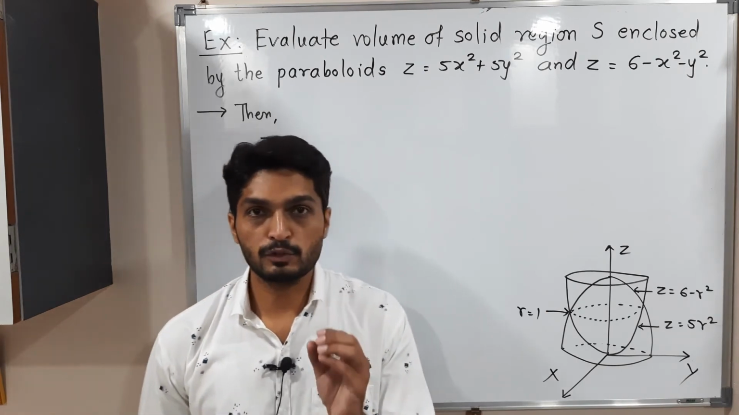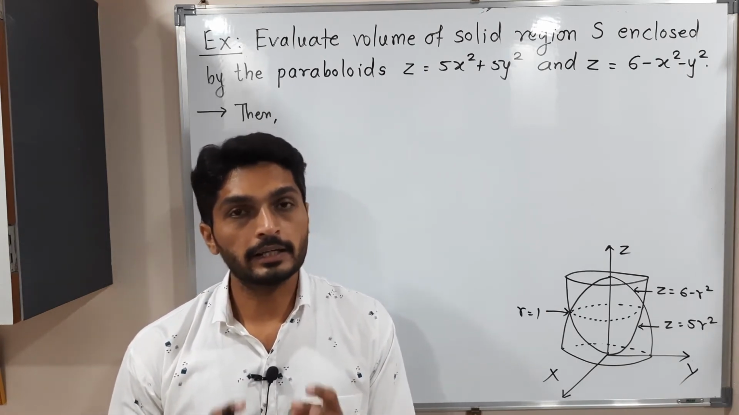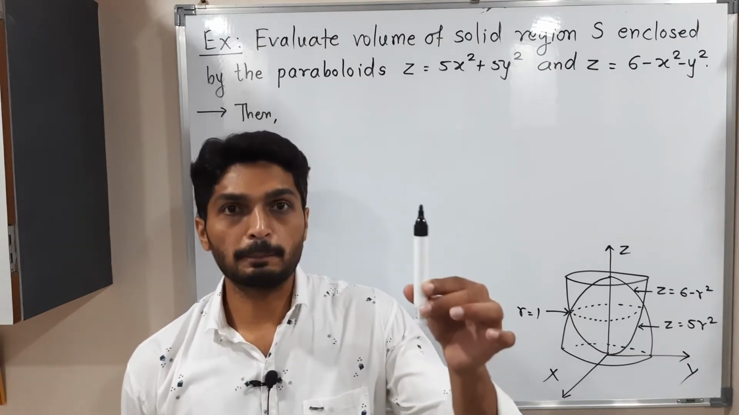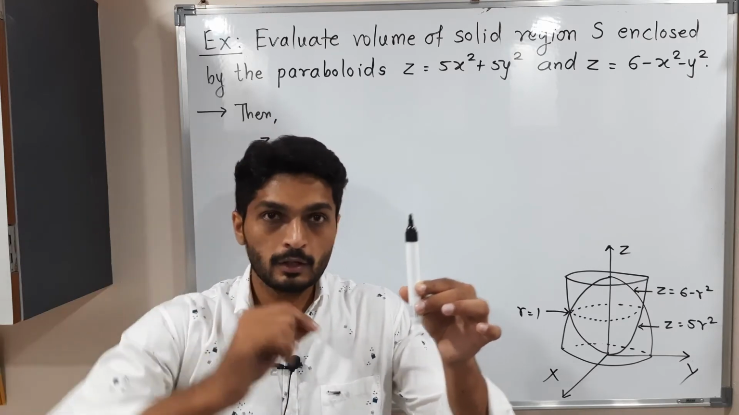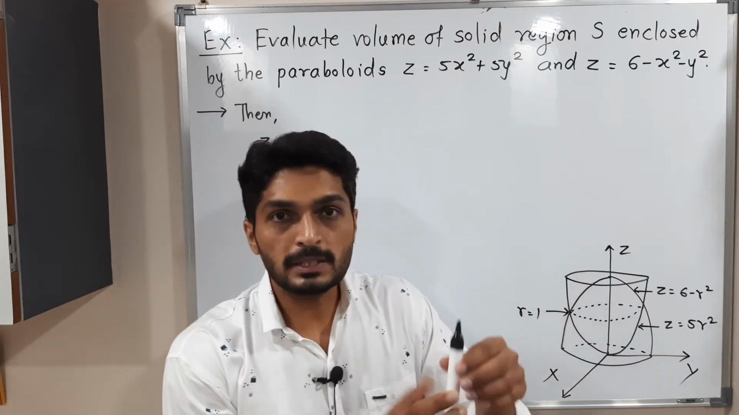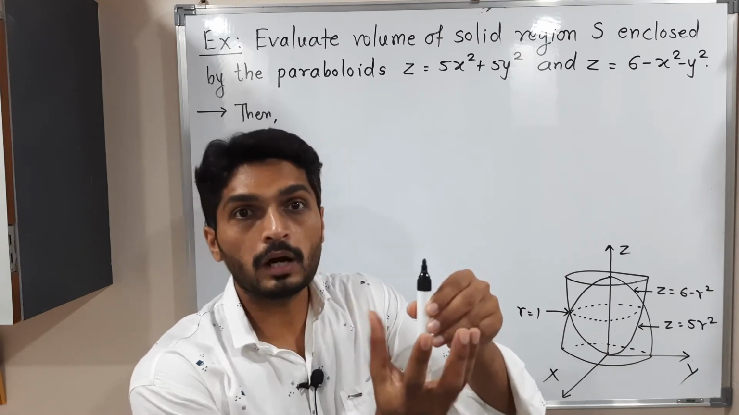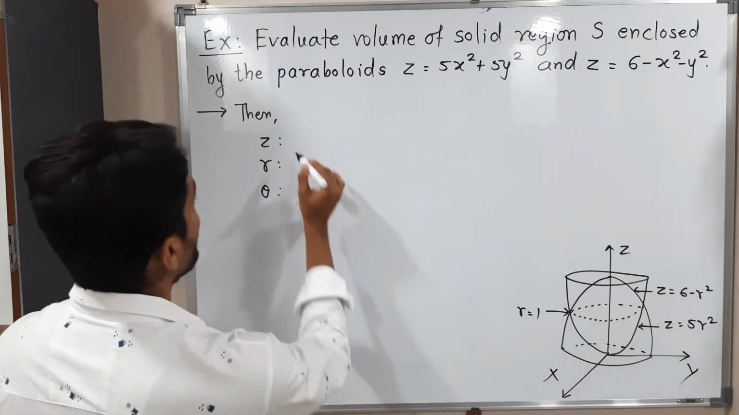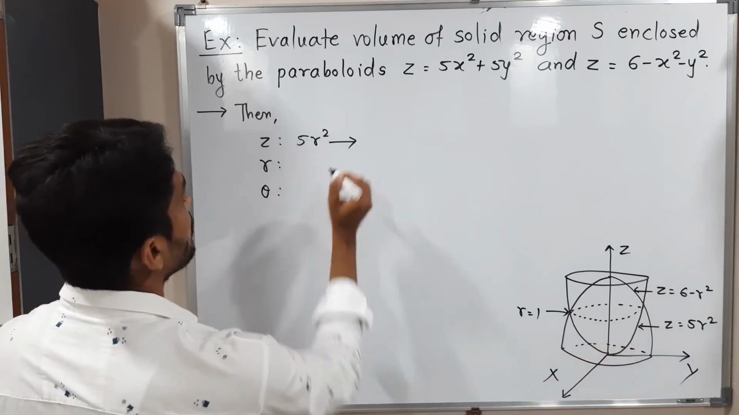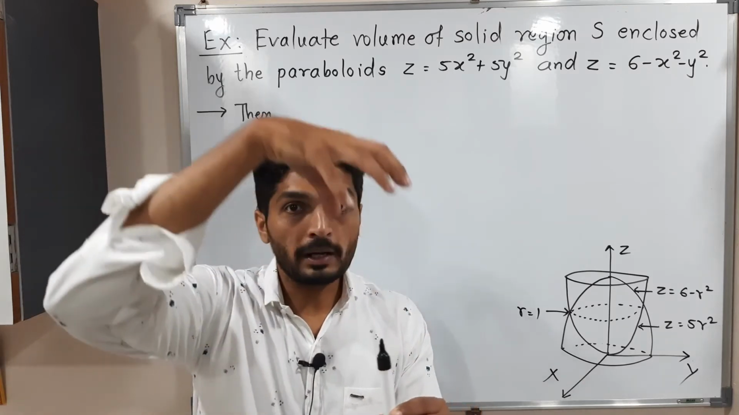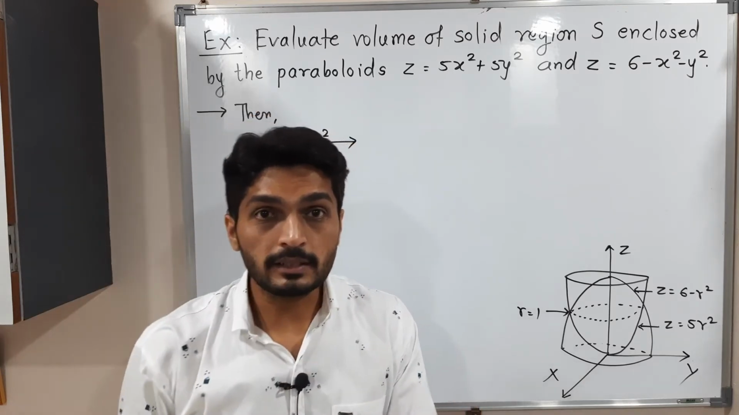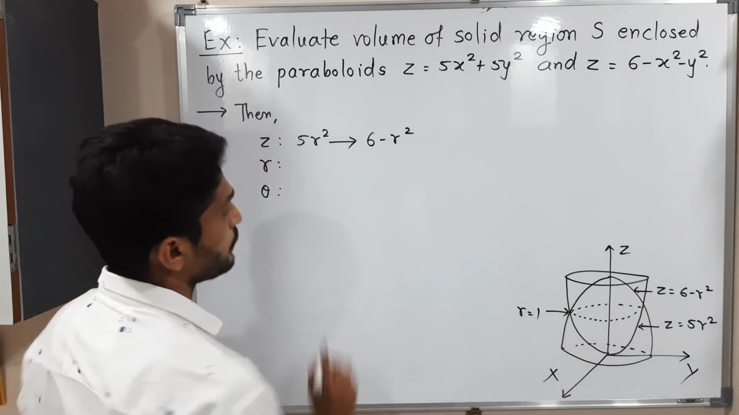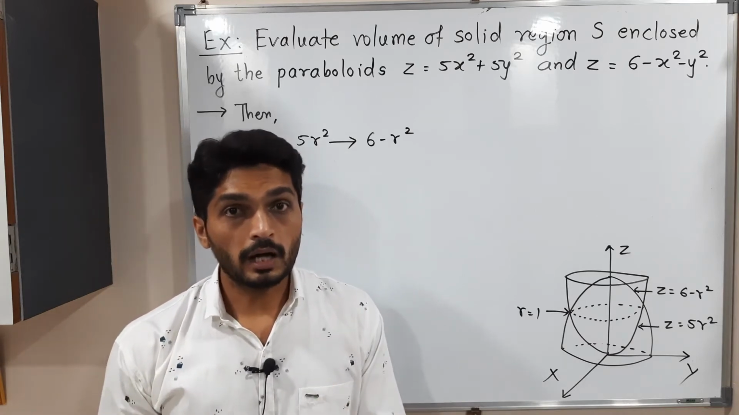First we find limits of z, then limits of r, and at the end limits of theta. See, here in the cylindrical coordinate system we have a strip parallel to the z-axis. As you can see here, the strip is bounded below by a paraboloid which opens in the upward direction, whose equation is z is equal to 5r square. The strip is bounded above by a paraboloid which opens in the downward direction, whose equation is z is equal to 6 minus r square.